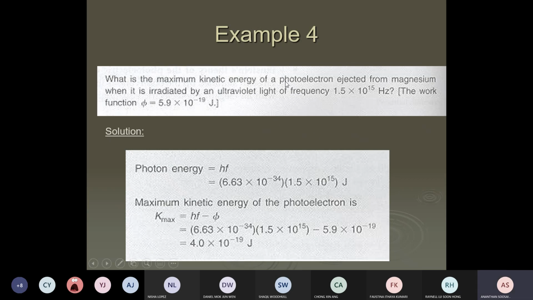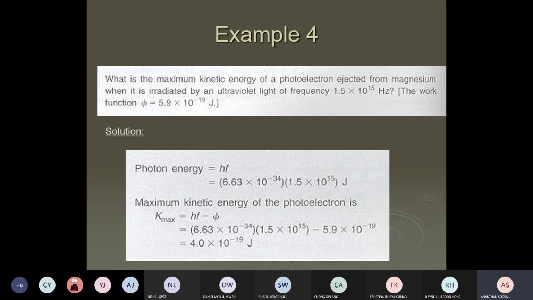So what is the maximum kinetic energy of photoelectron ejected from the magnesium when it is irradiated by ultraviolet light of this frequency? We know the maximum kinetic energy is hf minus the work function. So hf, Planck constant times the frequency of the ultraviolet light, minus the work function. The work function is hf naught, h times the threshold frequency.